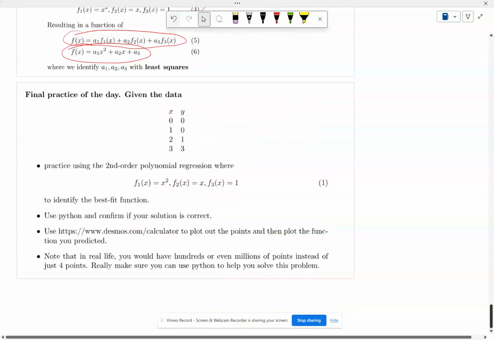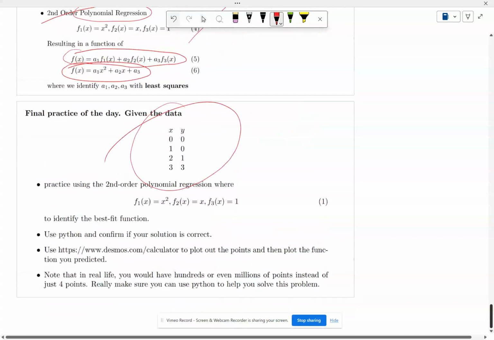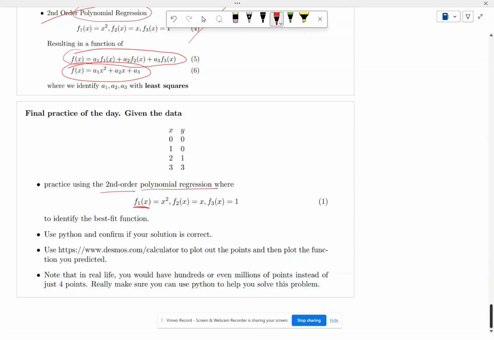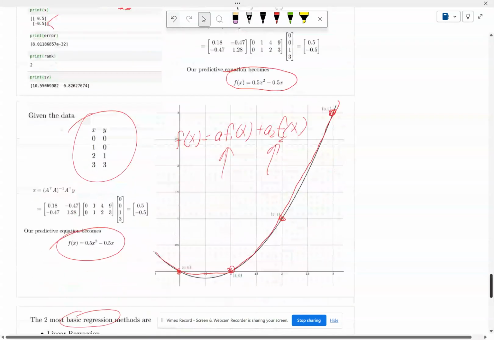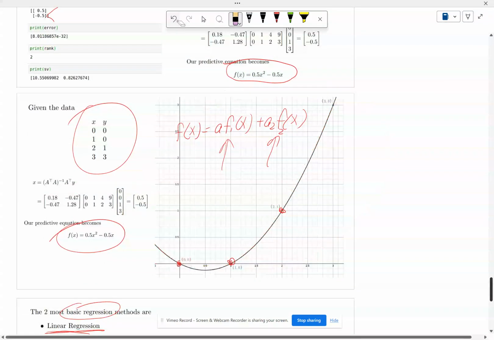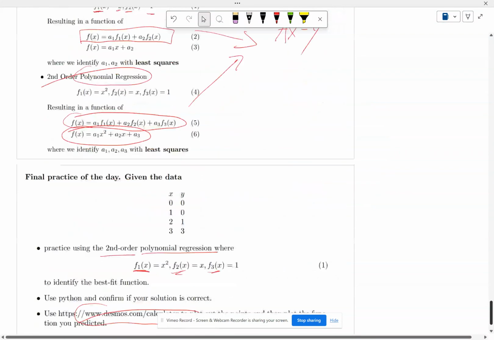Final practice of the day. Given this data here, we're going to do a second order polynomial regression, which implies that we're going to assume F1 is equal to x squared, F2 is equal to x, F3 is equal to 1. Your goal is to identify the best fit function f of x. You can use Python to confirm your solution is correct, and you can use a graphical calculator to plot the points. You should see something that looks like this, where you have a bunch of points and you try to find a good fit.